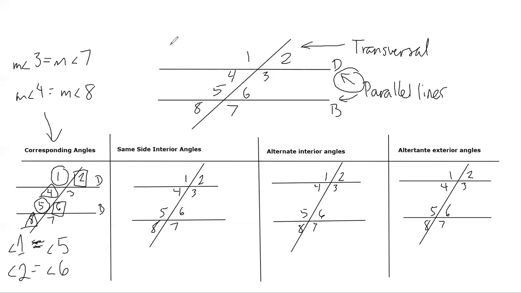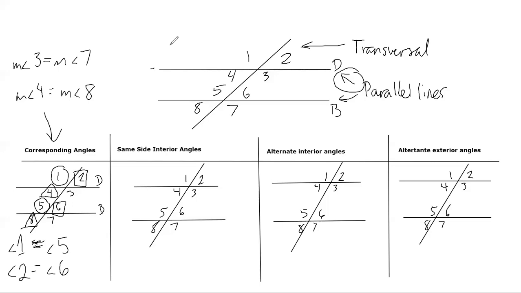Same side, interior angles. Okay, now, same side just means same side. Remember how I said the left side of the transversal, right side of the transversal? That's what I'm referring to, the left side or the right side. If they're on the same side, that means the two angles I'm talking about are either both going to be on the left side of the transversal or both on the right side of the transversal, okay? And then the second part of that is interior angles.